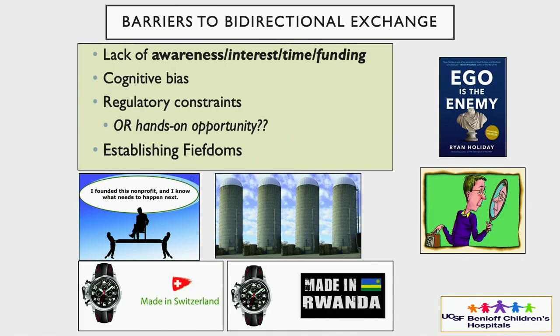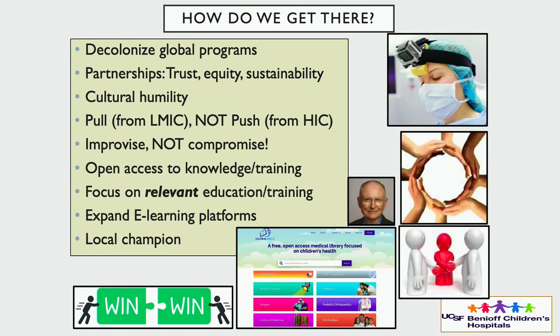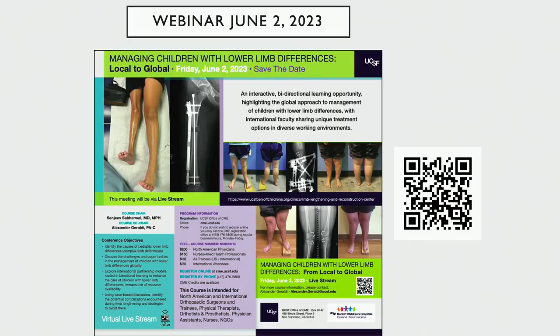So what are the barriers to bidirectional exchange? I think we've talked about it: lack of awareness, cognitive biases, establishing fiefdoms, and sometimes the ego coming through the back door. We just have to be aware and recognize that. And how do we get there? I think all the stuff that we've talked about, including the e-learning platforms that Dave and the department and I have been pushing, and identifying local champions, or better still, be the local champion. Thank you.